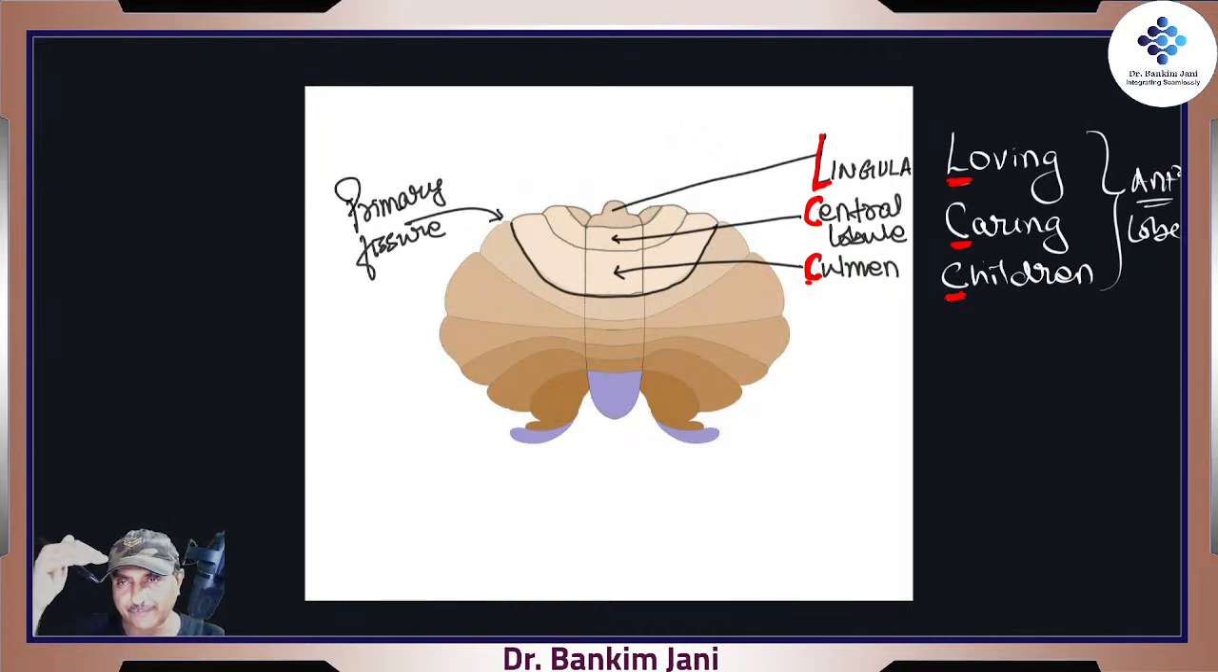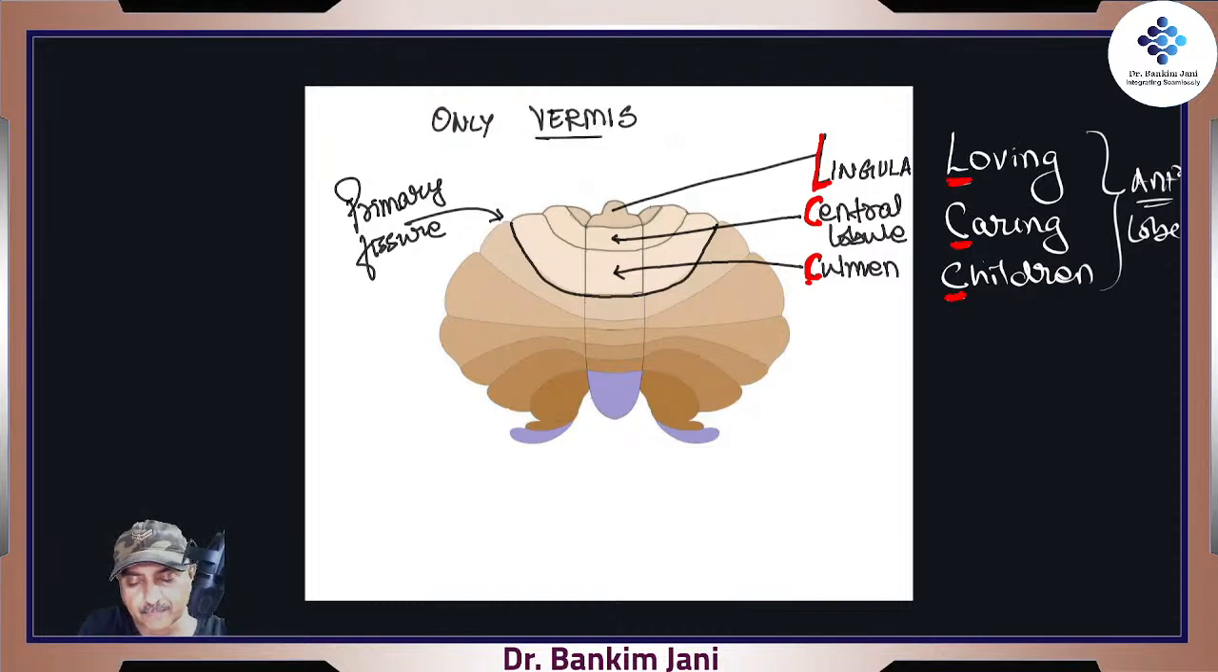Now from the primary fissure we go down, so that means our next one. The names of these areas are different. We are only talking about the vermis at this point, because this is the only thing which is a bit complicated. Otherwise, the rest is all easy. So lingula, central lobule, culmen.